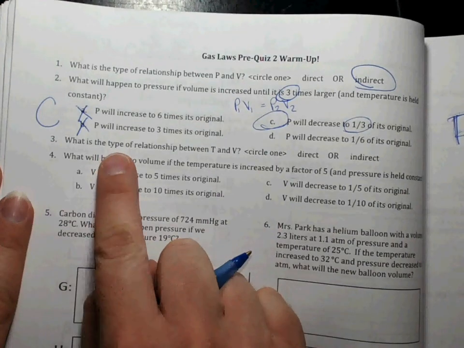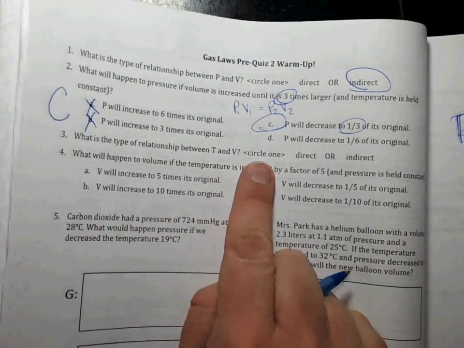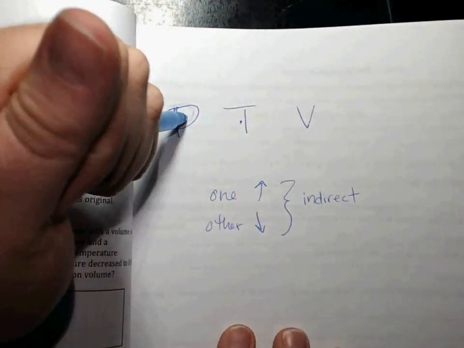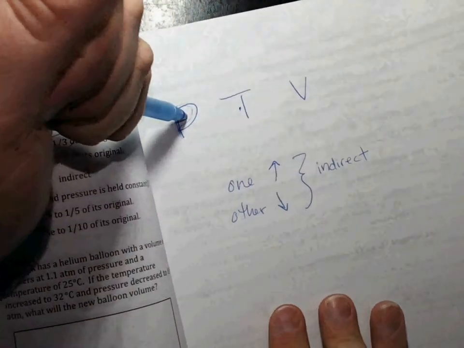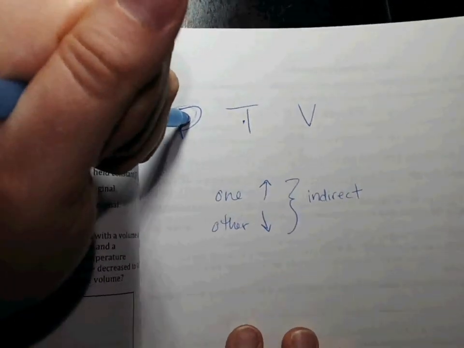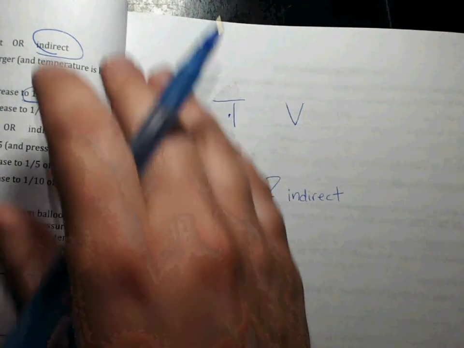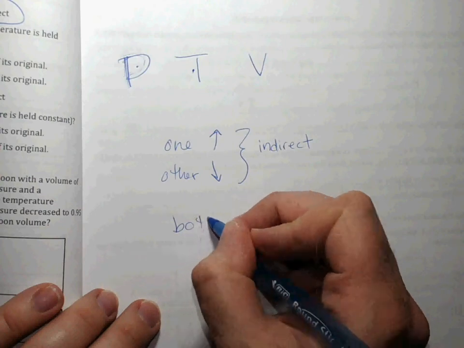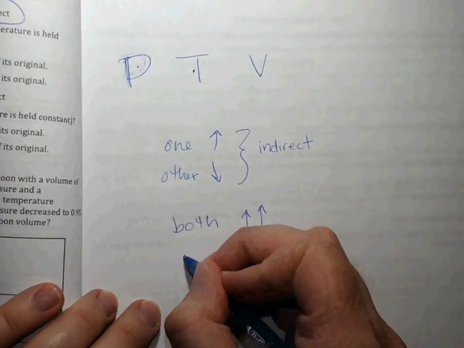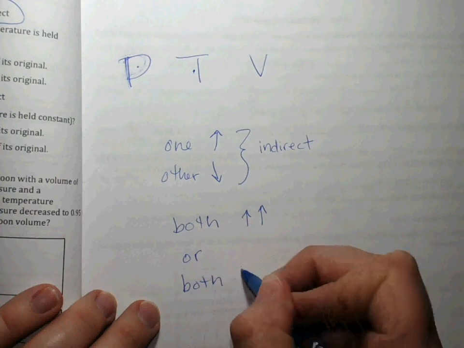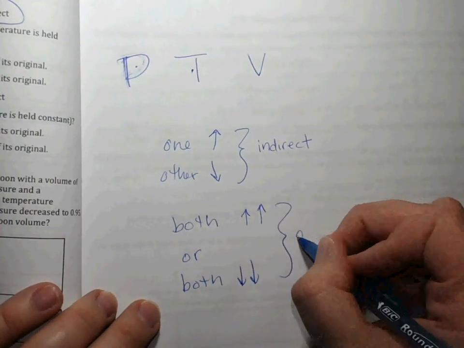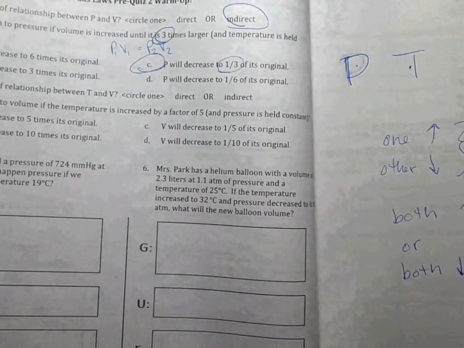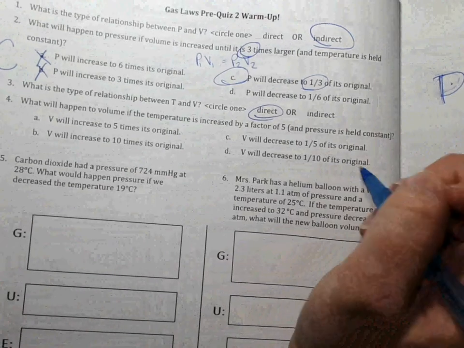For 3, what is the type of relationship between T and V? So if they want to know about T and V, then I'm going to hold pressure constant this time and not look at pressure. And if V goes up, T goes up. If V goes down, T goes down. So if they both go up, or if they both go down, that's a direct relationship. So temperature and volume have a direct relationship.